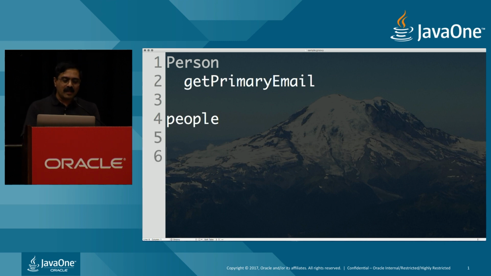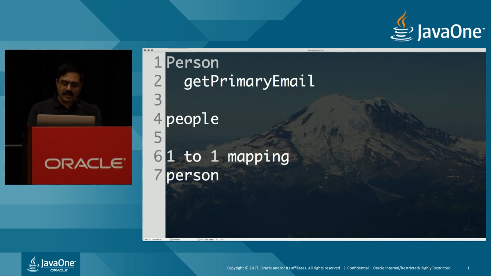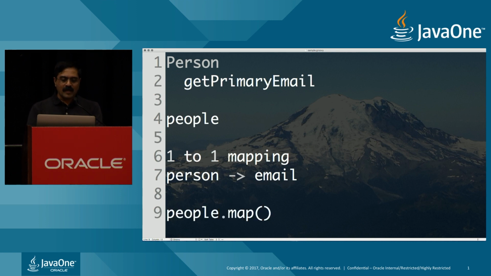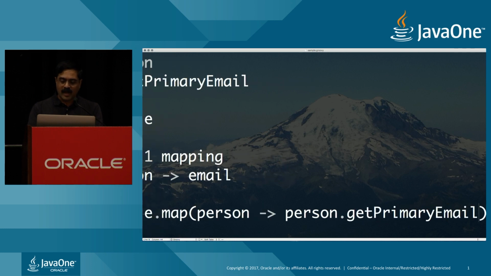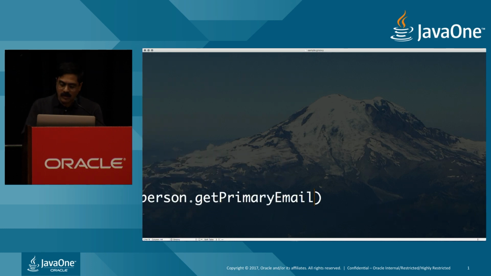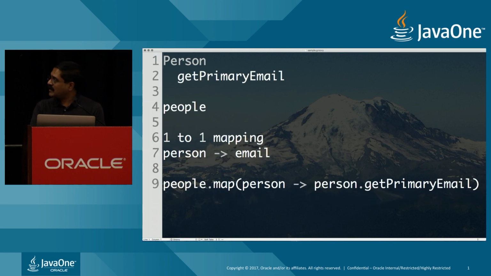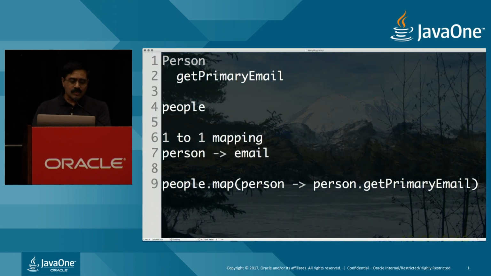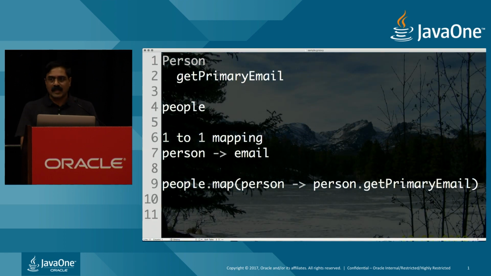Well, the function here is a one-to-one mapping, meaning given a person, you get an email of the person. So what do you use for that? You say people.map, and then you say person, and you can say person.getPrimaryEmail, and that's basically how you would do this in your code, so you can get the primary email very nicely. So that works really well, as you can see.